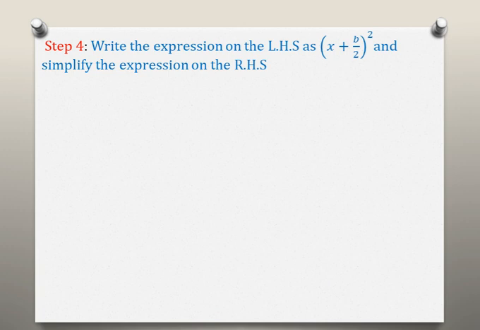Let's look at the next step. So step 4, write the expression on the left hand side as x plus b out of 2 but squared in brackets, and simplify the expression on the right hand side. What do we mean by this? So we have x plus b out of 2 squared is equals to negative c plus b squared out of 4. This is what we had on the right, and remember here we had b out of 2 all in brackets squared. So the square affects the b and it also affected the 2 to give us the 4.